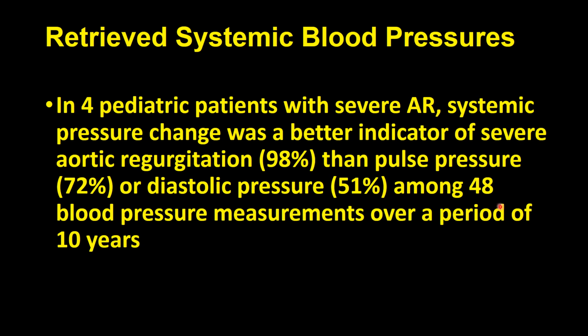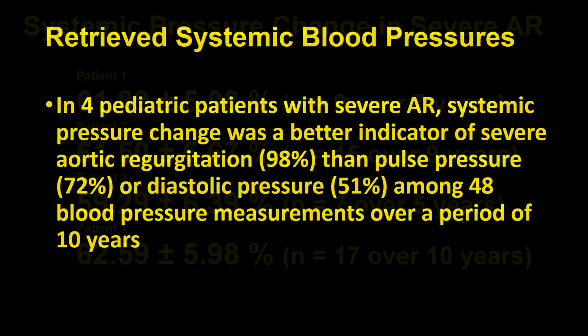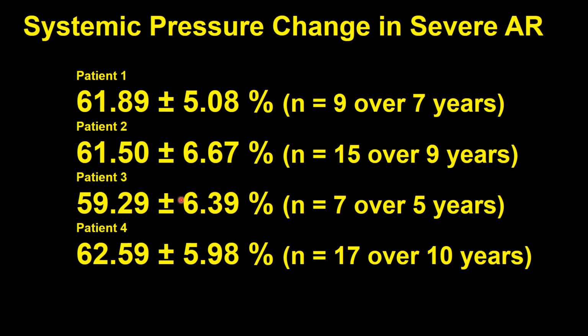So among 48 blood pressure measurements that we made over a period of 10 years, let's have a look at those blood pressures. Okay, so the systemic pressure change in severe AR in these 4 patients was remarkably similar, both on the day that we recorded them and historically. So they've been the same for many, many years. So not a statistical variation. They've been like this for many, many years.